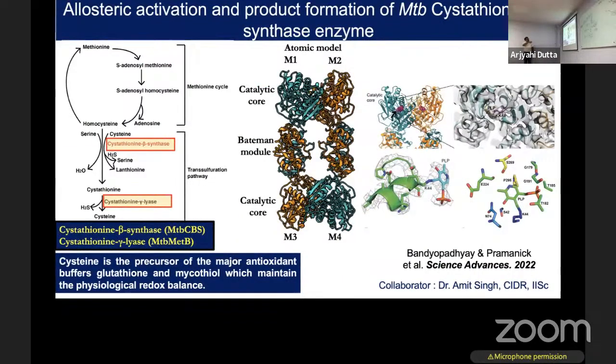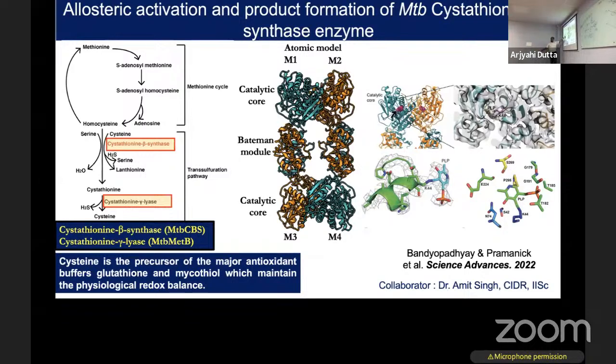Here also, one of the enzymes we characterized from Mycobacterium tuberculosis. This is a very important enzyme which reduces the oxidative stress, because cysteine is the amino acid which has a sulfur. Whenever sulfur and oxygen are there, there will be oxidative stress, and bacteria cannot survive. So bacteria want to reduce that, bacteria want to remove that hydrogen sulfide.